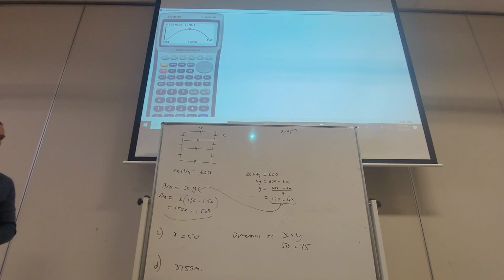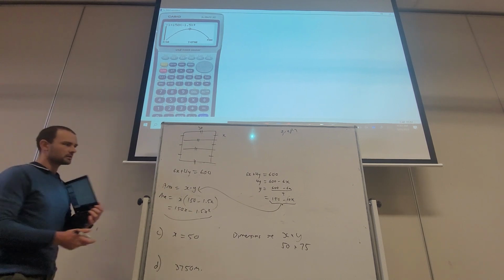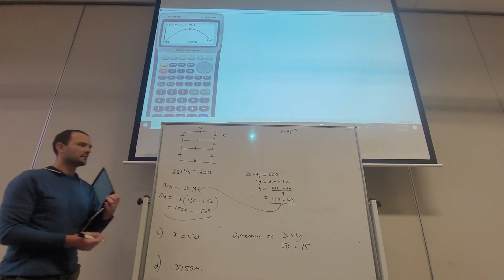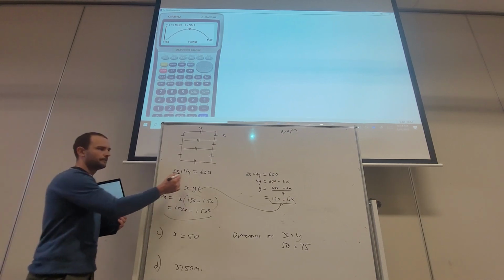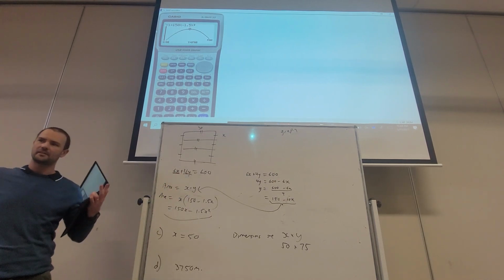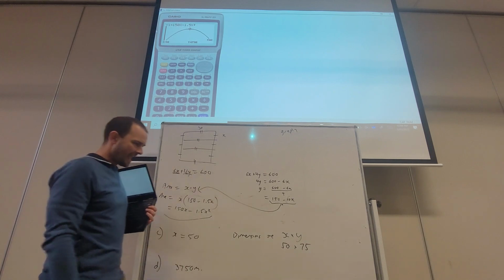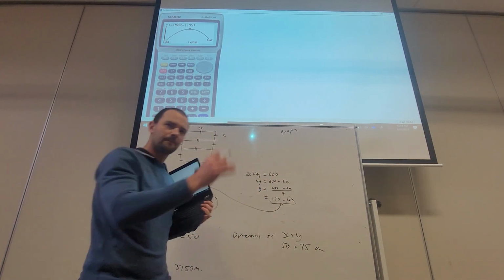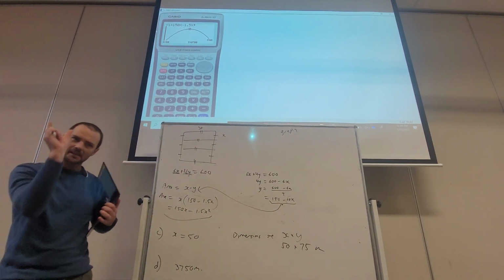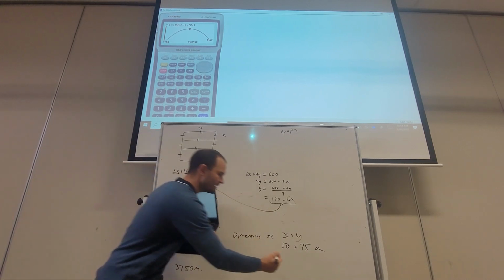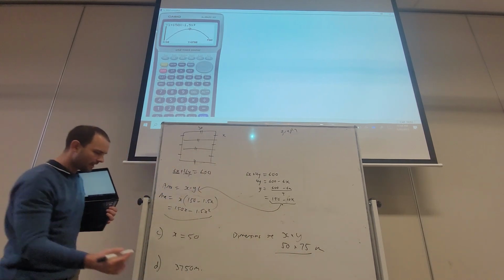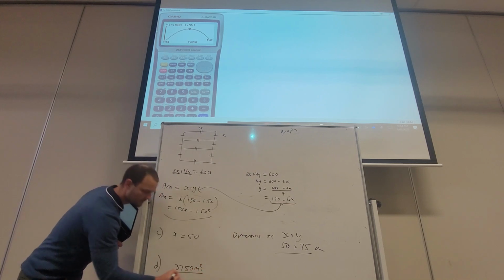Okay? And then we've satisfied this question. We've got 6 lots of x. 6 lots of 50 is 300. 4 lots of 75 is 300. Add them all together, you've got 600. Here's the dimensions, 50 by 75. If it asks for dimensions, you need to state it as dimensions. If it asks for area, that should be meters squared.